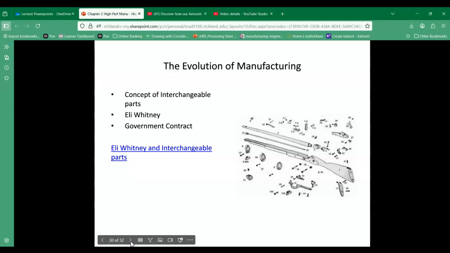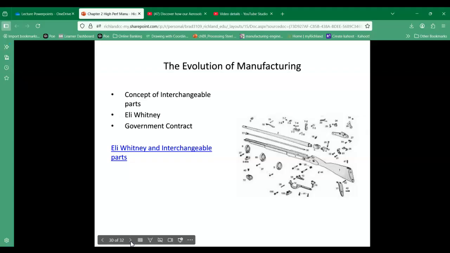Now, of course, prior to this idea and concept of interchangeable parts, all of these parts were custom made, hand scraped, hand filed, handmade, and custom fit so that they could work as intended. So this idea of interchangeable parts really revolutionized manufacturing in terms of assemblies and products that required multiple parts in order to go together and be made.